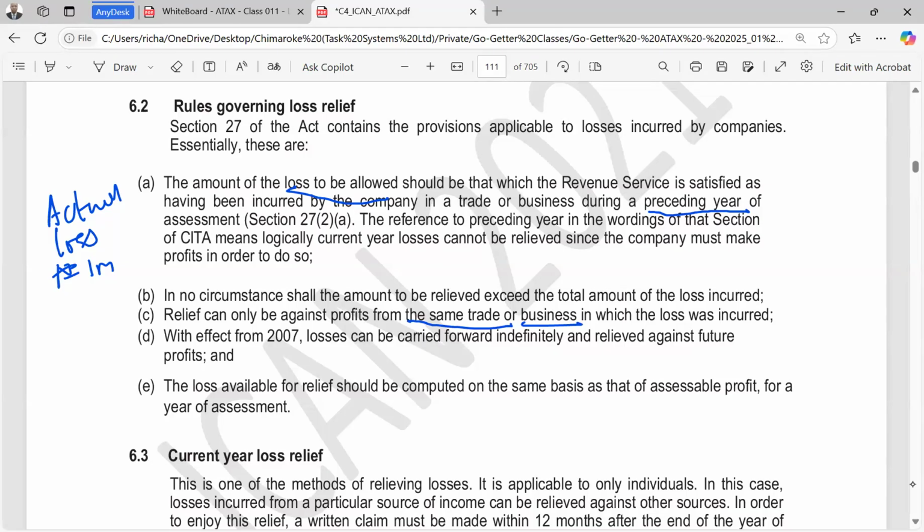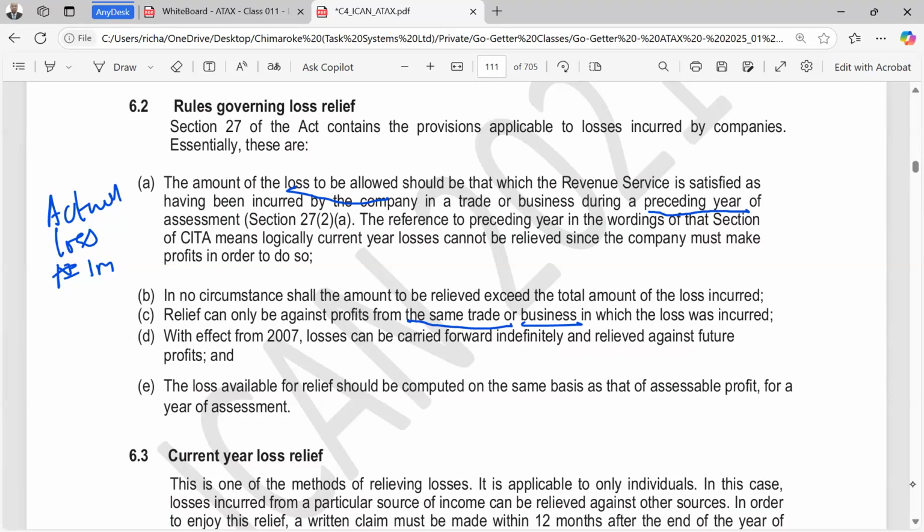Now, you made a loss in your trading. You cannot relieve your loss from the insurance. Neither will you relieve your loss from the rent. Yes, you may want to disclose the total amount of income that you've made in a year, but you must segment them. Perhaps you are using three different bank accounts. You must segment and you charge your loss to the business in which the loss was incurred.